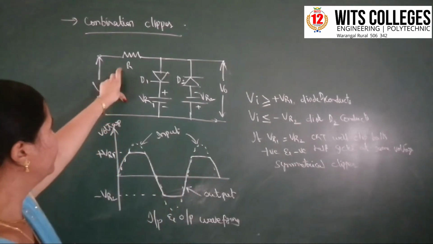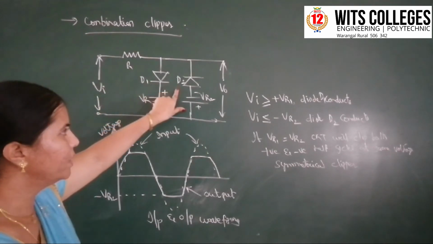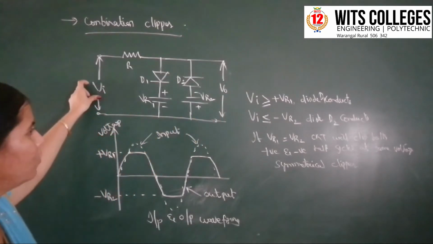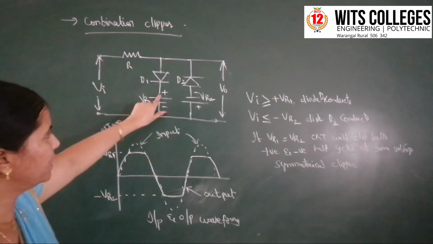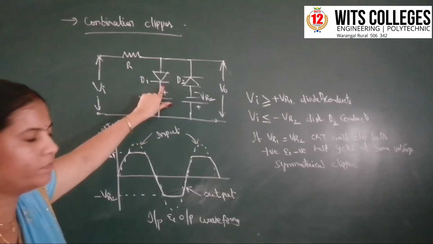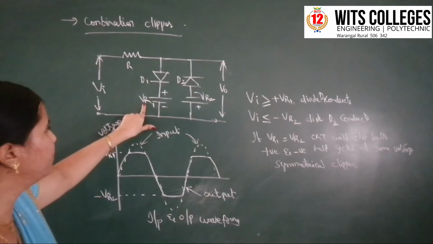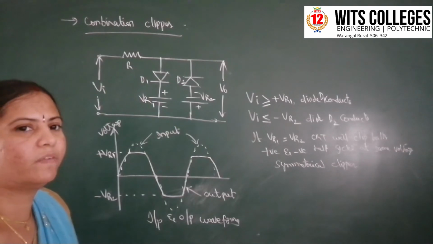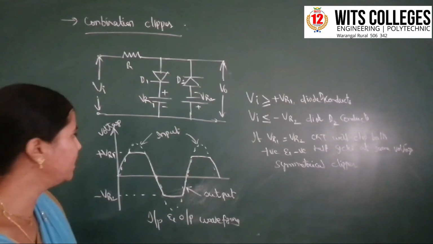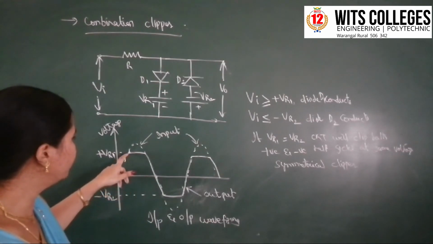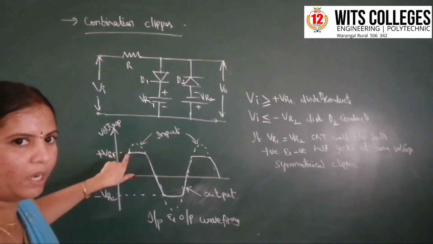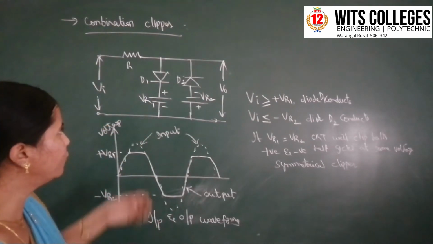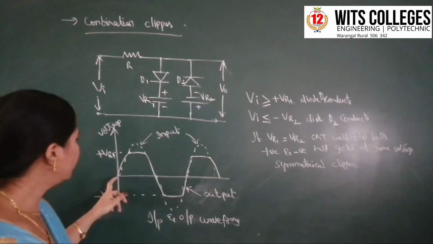Okay? So here in the combinational clipper, we are using two diodes. When we are giving the positive half cycle, what will happen? When the input voltage is greater than or equal to plus VR1, the diode D1 is going to conduct. So the output voltage is held up to plus VR1. Diode D1 conducting means it acts as a closed switch, and the current is going to flow through the biasing. So the output is going to conduct.